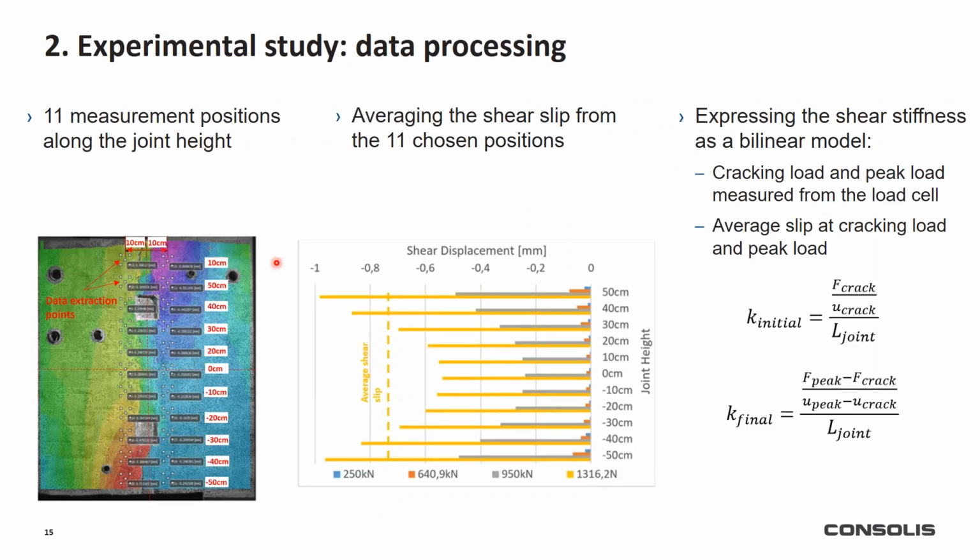So if we plot the values from 11 control points along the joint height, we can observe a very non-uniform displacement along the joint height. For engineering purposes, we average these results, and in the end we express the stiffness of the connections with these equations.